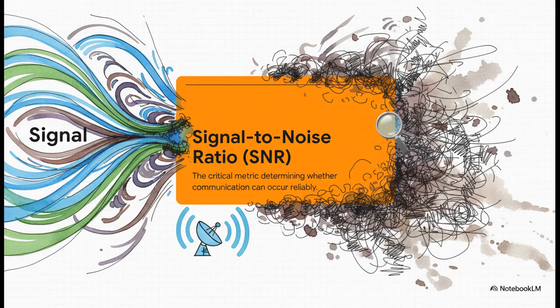Ultimately, it all comes down to this one critical number, the signal-to-noise ratio. Think of it like trying to have a conversation. For a clear connection, the signal your device wants to hear, your conversation, has to be a lot louder than all the background chatter. When that noise level creeps up, your data just gets lost in the crowd.